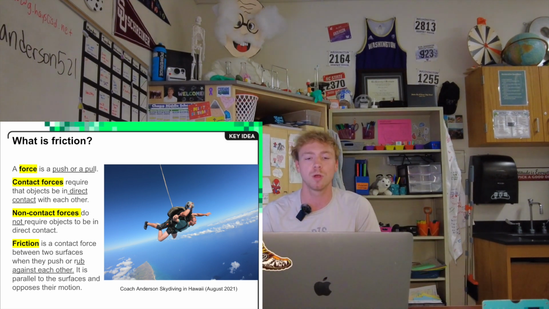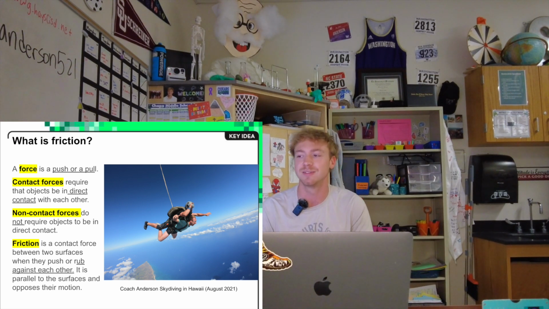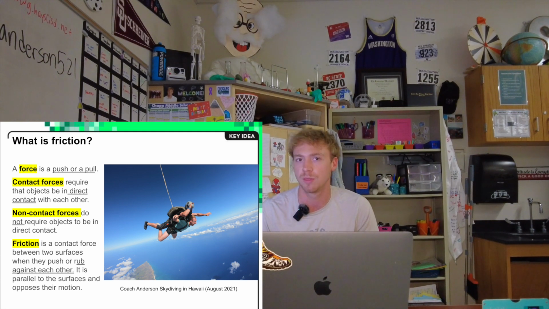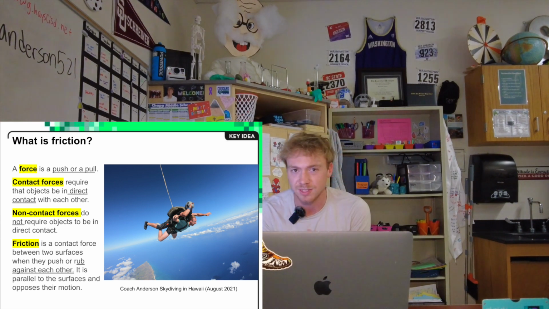Now, a vocabulary word that you may have heard before is friction. Friction is a contact force between two surfaces when they push or rub up against each other. It is parallel to the surfaces and opposes their motion. You may think of a good example of friction as when you rub your hands together.